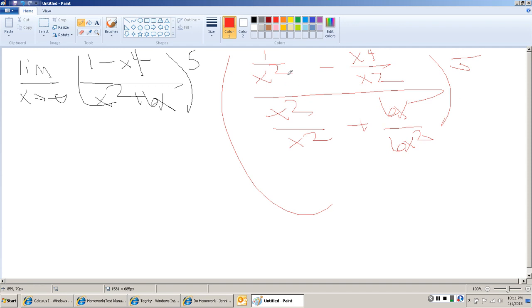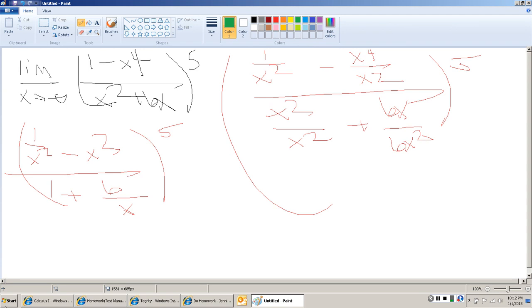Okay, so now what do we simplify this to? This becomes 1 over x squared minus x squared over 1 plus 6x, and of course this is all to the 5th. Not really that important, but still, might as well keep it with us.